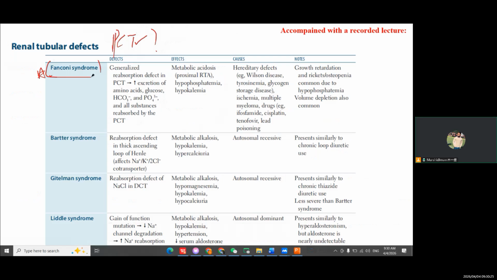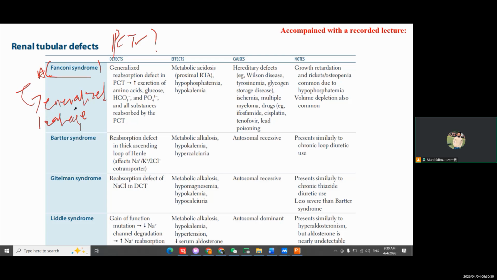One of the defects. And what is this defect all about? It leads to generalized leakage. And leakage of what? All sorts of important things that our body really needs. So, okay, let's start with Fanconi syndrome. The name might sound a little bit daunting, but the concept is simple.